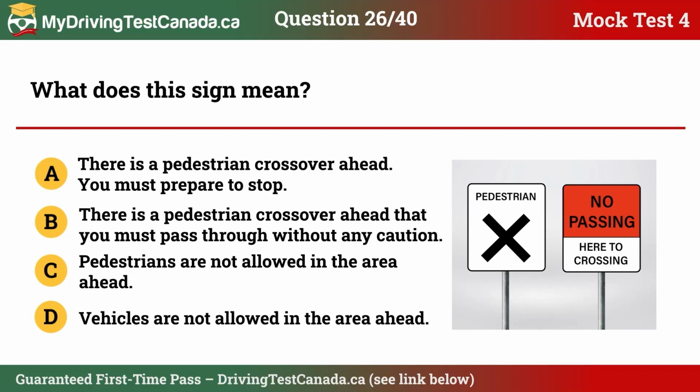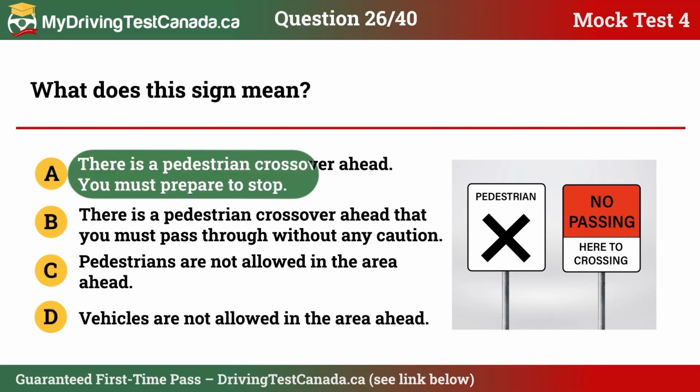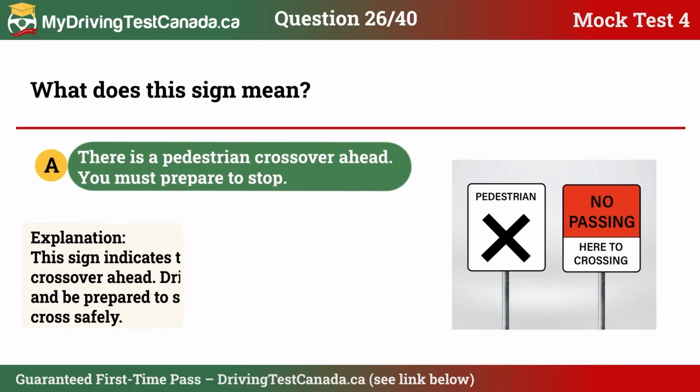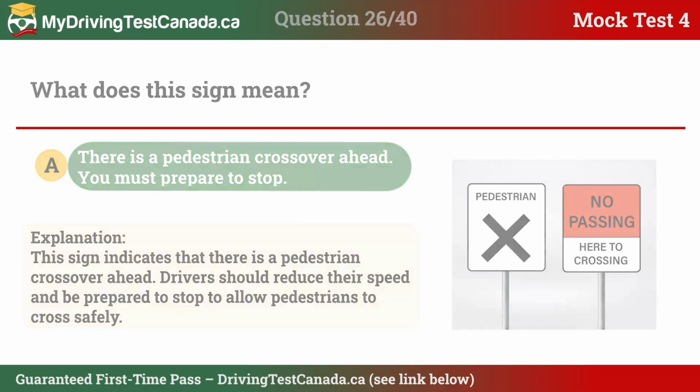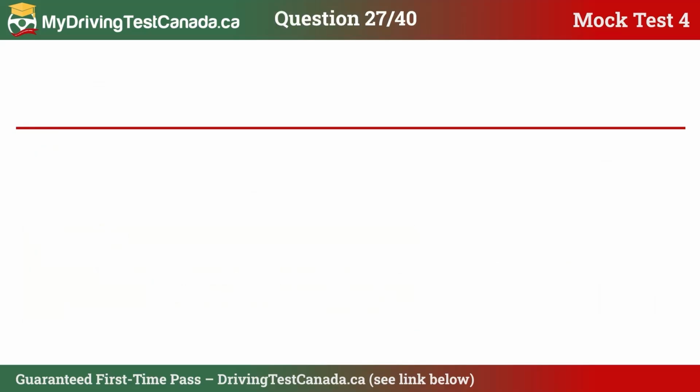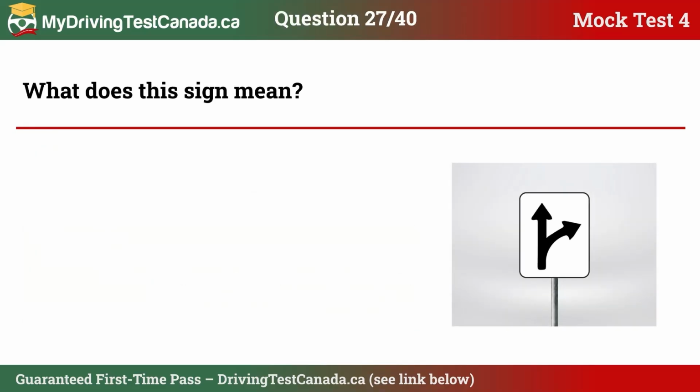The correct answer is A. There is a pedestrian crossover ahead. You must prepare to stop. Explanation: this sign indicates that there is a pedestrian crossover ahead. Drivers should reduce their speed and be prepared to stop to allow pedestrians to cross safely. Question 27. What does this sign mean?